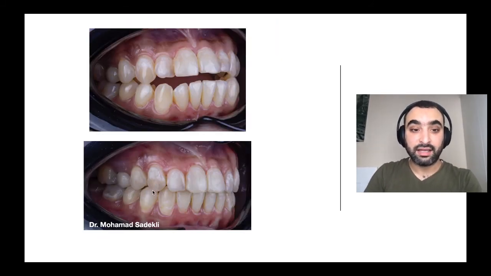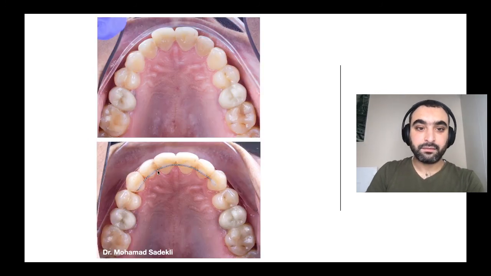And here the left side, class 1 canine and class 1 molar, good occlusion. There is no open bite. There is a proper overbite and proper overjet. And here you can notice how this area is a little bit expanded. The teeth are really aligned.